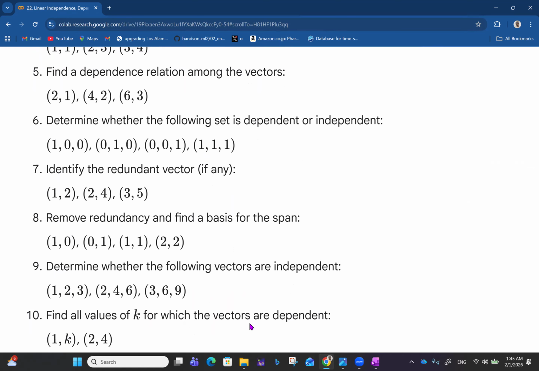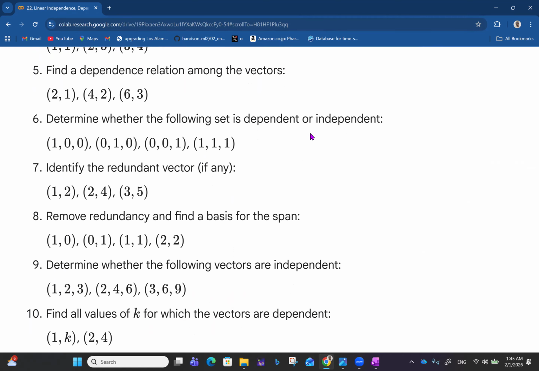Now we have: determine whether the following set is linearly dependent or independent. You can form the matrix and do the row echelon thing. If there's a zero vector, they are linearly dependent. If there's no zero vector, they are linearly independent. Identify the redundant vector, if any. (2, 4) is redundant, definitely, because it's a multiple of (1, 2). So remove redundancy and find the basis for the span.